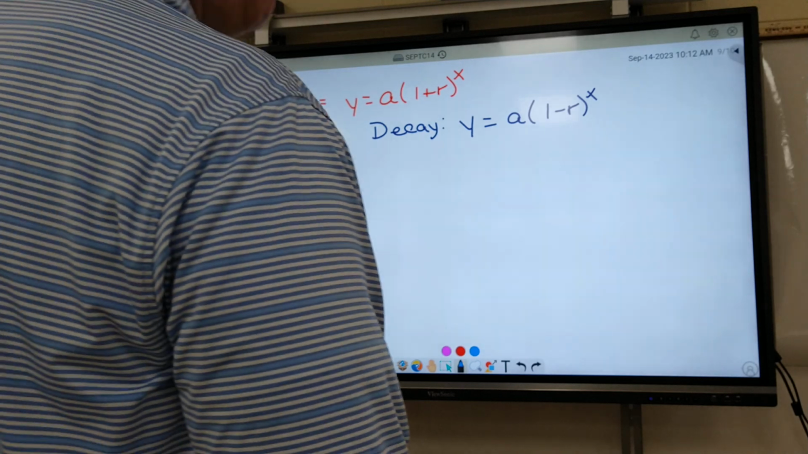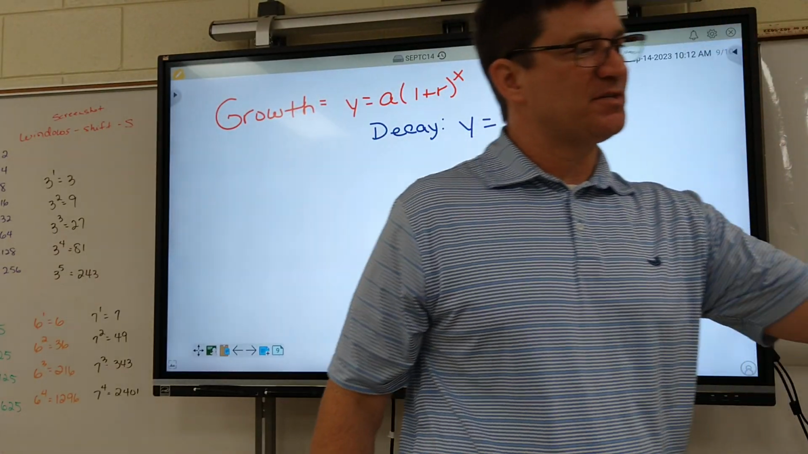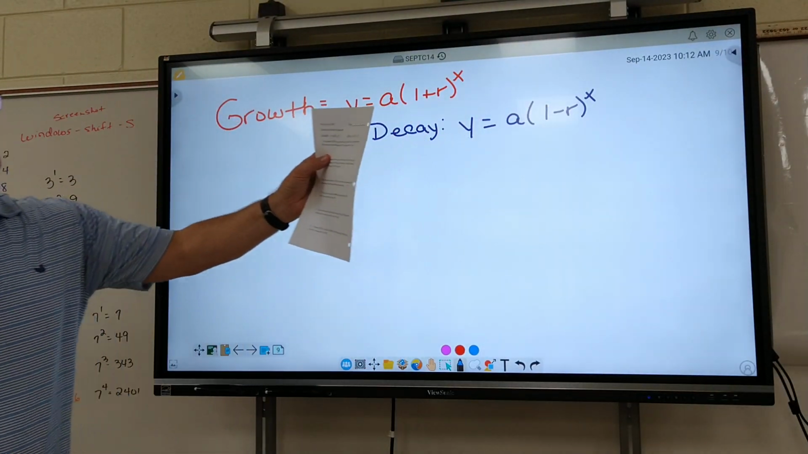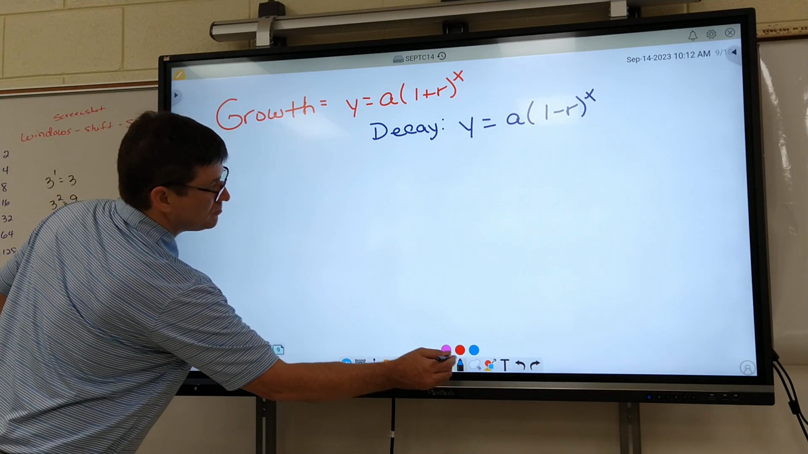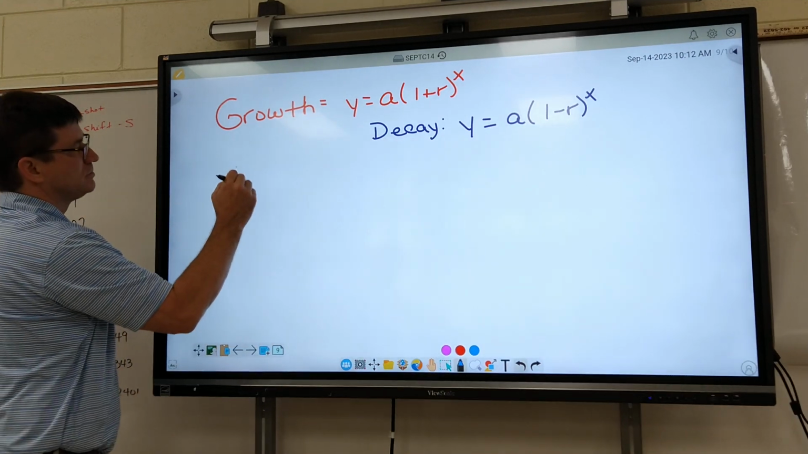All right, so we're going to read number 1, and we're going to try and decide if this is a growth problem or a decay problem. It says on number 1, you deposit $378 in a savings account in the bank. Guys, anytime you're dealing with putting money in the bank and making interest, you're making money. So this is a growth problem. Number 1 is a growth.